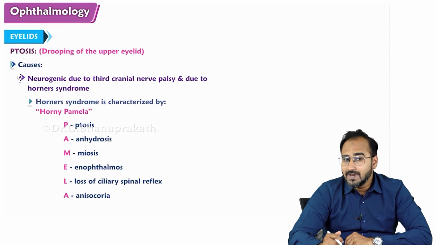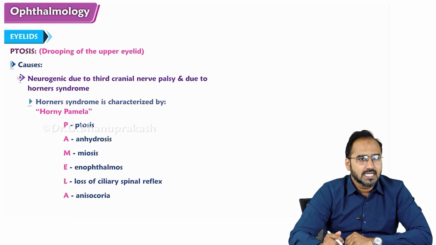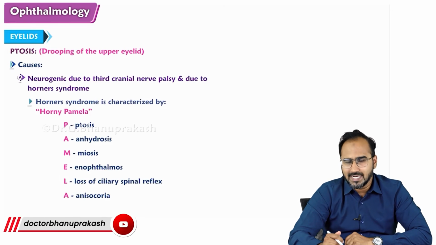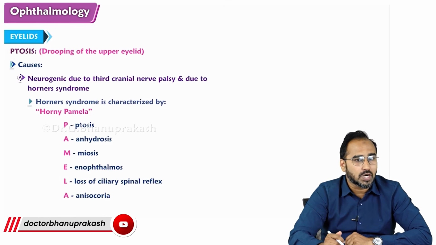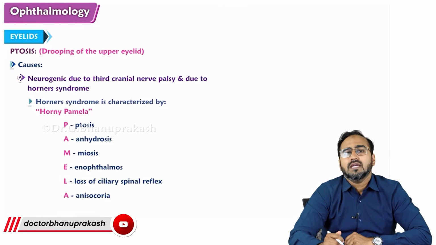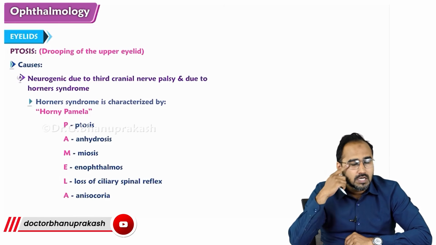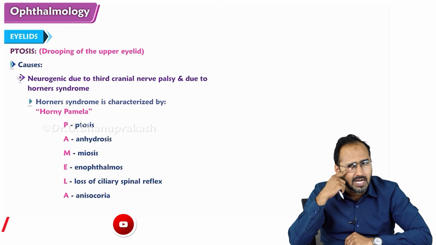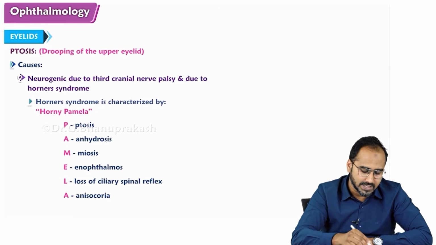In eyelids, we need to deal with the diseases of the eyelids, such as ptosis. There is a disease called ptosis. What is meant by ptosis? Drooping of the upper eyelid is called ptosis.